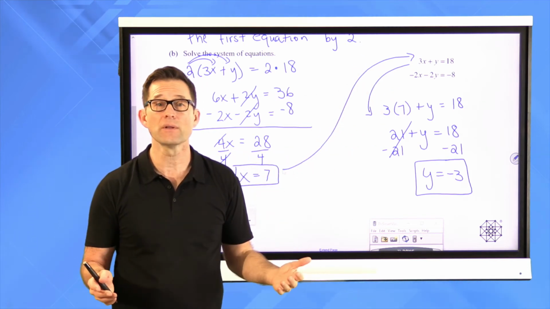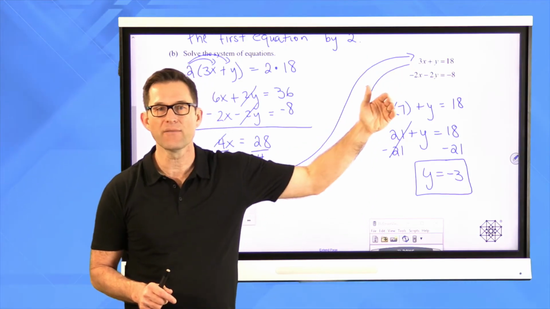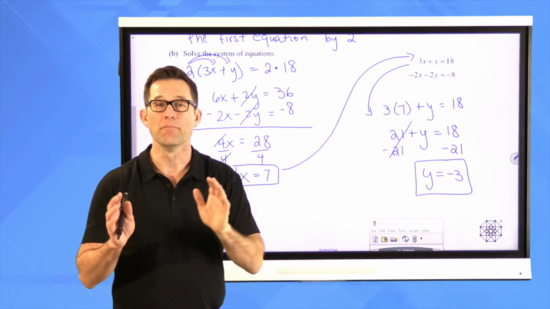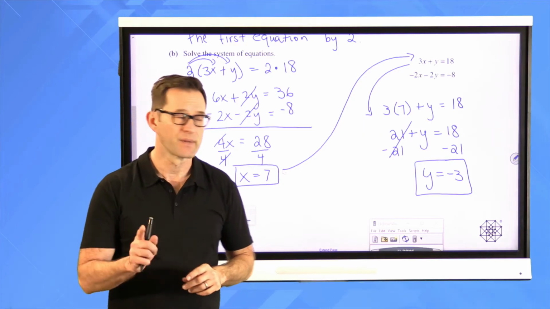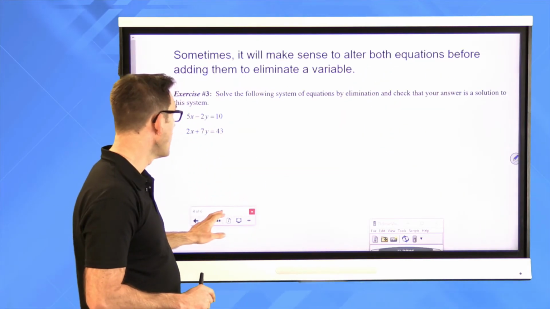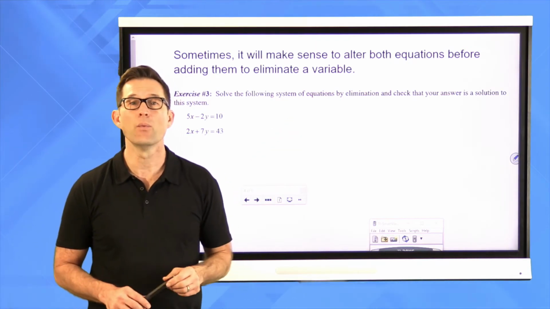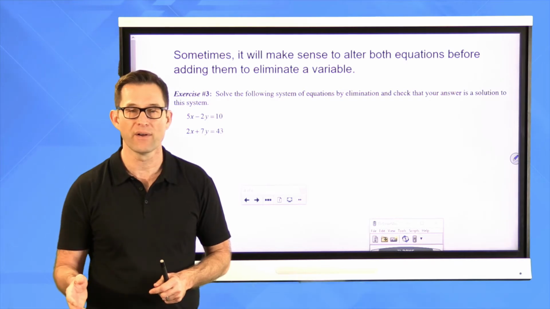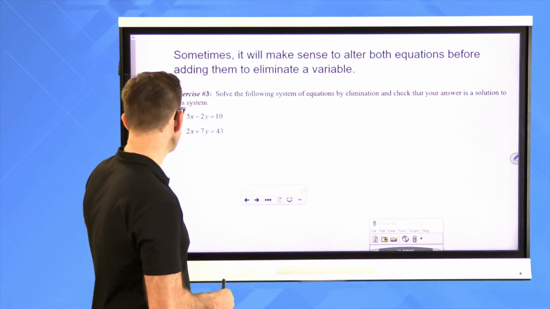Again, it can certainly be done, but when both variables are on the left side of the equation, as they are in this situation, in both equations, then it makes a lot of sense to try to use elimination. Now, we've really got one more thing to consider. Sometimes it will make sense to alter both equations before adding them to eliminate the variable, okay? Many times that will make sense, and that's easy enough.